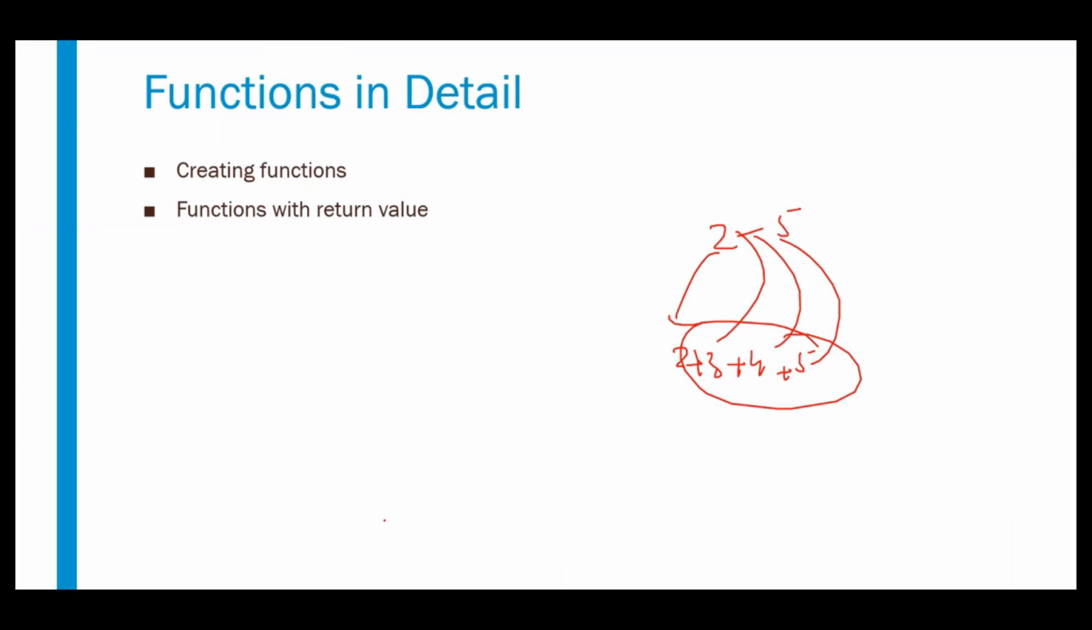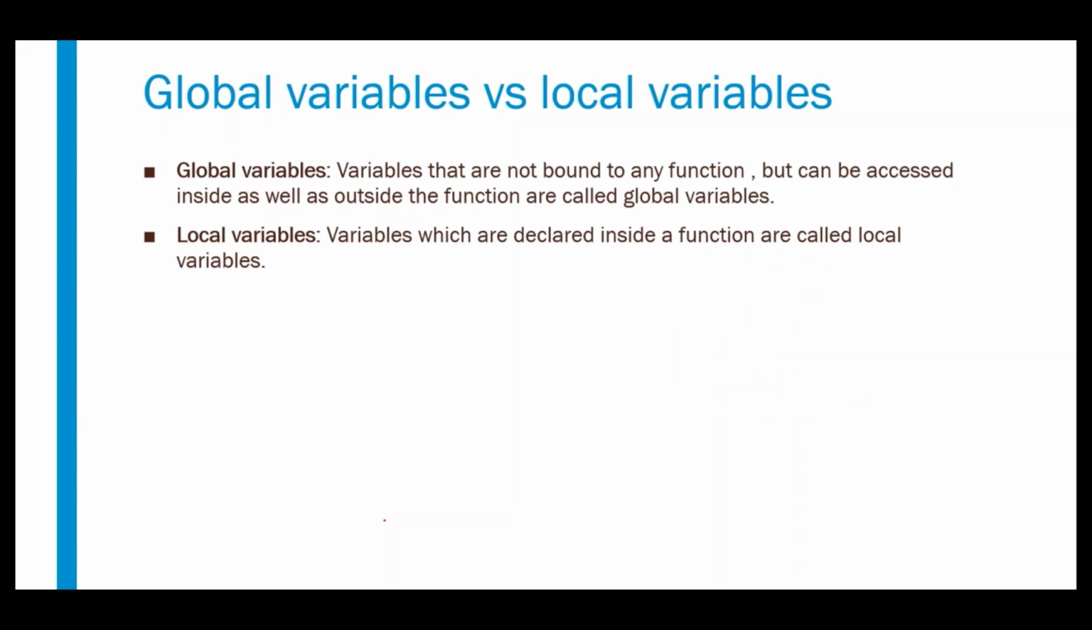Now we'll move on to the next one: global variables versus local variables. Normally, the variables that are not bound to any function but can be accessed inside as well as outside of the function are called global variables. And variables declared inside a function are called local variables. Simply, in Python, let's say this is our program, and we have created some function. So this is my function, right?